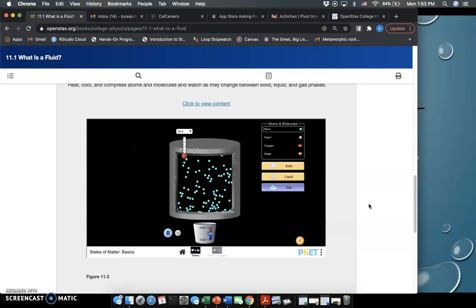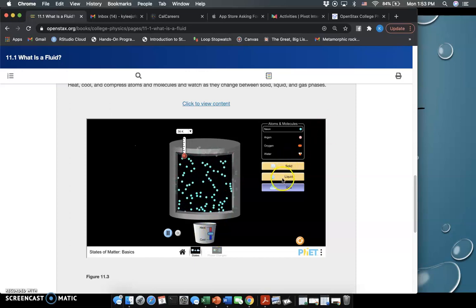Interactive simulation, but just to look at the states of matter. Okay, so we've got solid, like an ice cube. We have liquid, which would be like water. And then gas, we can say would be like water vapor, steam maybe, okay?